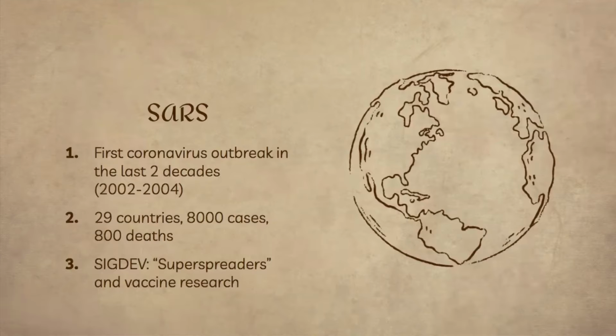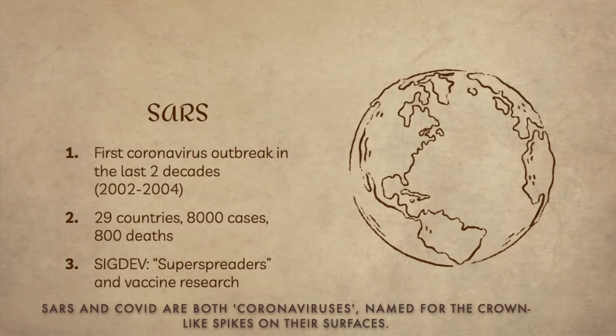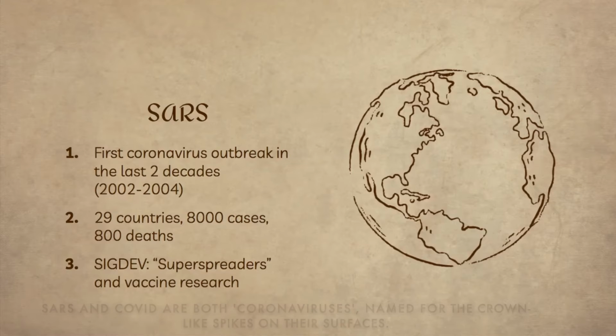If you guys don't remember from last time, the SARS outbreak occurred from 2002 to 2004. Both SARS and COVID belong to a group of viruses called coronaviruses, named for the crown-like spikes on their surfaces. Because these two viruses are so closely related, we can learn a lot from SARS about COVID.